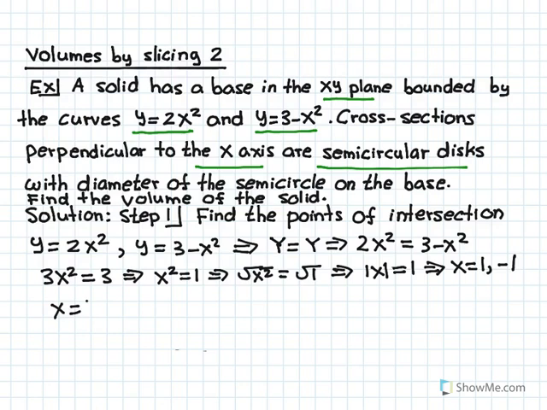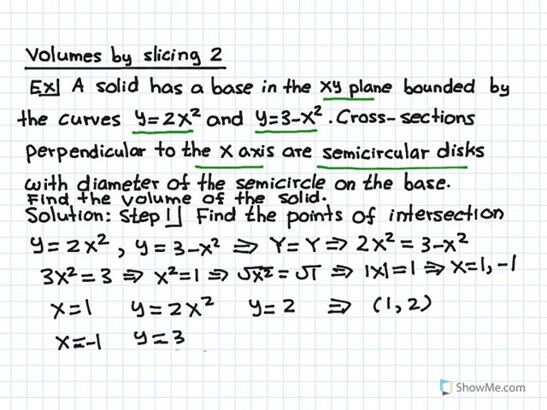Now, x equals 1, let's plug it into the parabola y equals 2x squared. This is a parabola going up. And we get y is equal to 2. So we get the intersection point 1 and 2, xy coordinates. X equals negative 1, let's put it into the other parabola, y is equal to 3 minus x squared. And we get y is equal to 2 as well. So we have negative 1 and 2 as the other xy coordinate pair of intersection. So the points of intersection are 1, 2, and negative 1, 2.